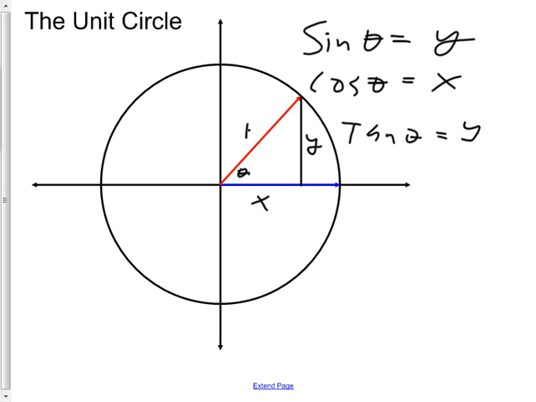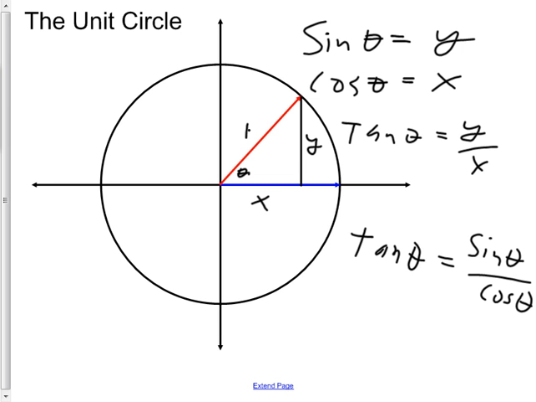Y over x. But since y is sine and x is cosine, do you get that that follows that tangent is sine over cosine? Do you get the ramifications of that? That means that you would never have to use the tangent button again if you didn't want to. What could you do instead? Find the sine of it and then divide by the cosine of it. We'll give you the tangent. Okay. That's going to come in handy in other places in the future here.